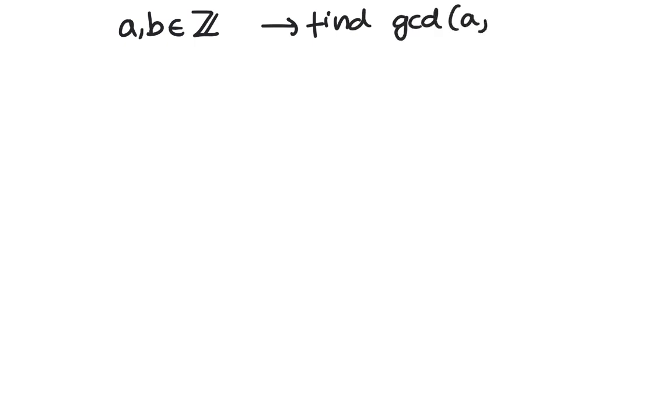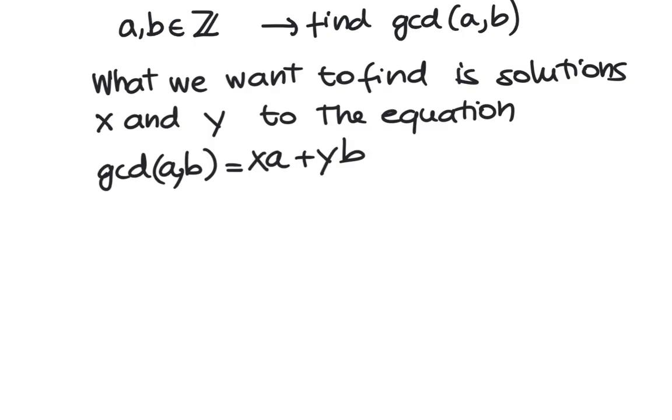So in the previous video, we were given two integers a and b, and we were able to find the GCD between a and b by applying the division algorithm several times. In this lecture, we're talking about the extended Euclidean algorithm, and what we want to find is solutions to the equation GCD equals xa plus yb. So we want to find the x and the y that solve the equation.